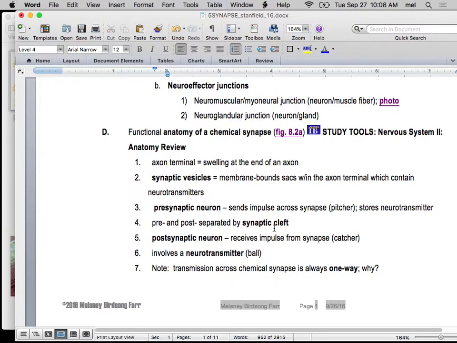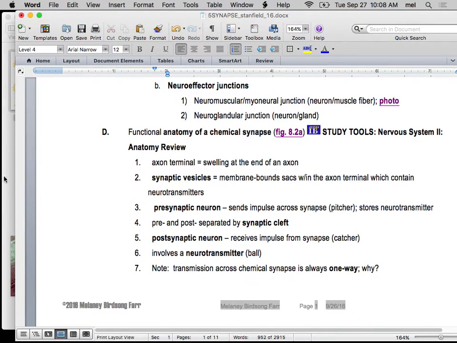But the important thing is, why is it swollen? What's stored there? Yeah, neurotransmitters are stored there, so that's going to be the important part. And they're actually stored in little balls called vesicles. So you have synaptic vesicles stored there.